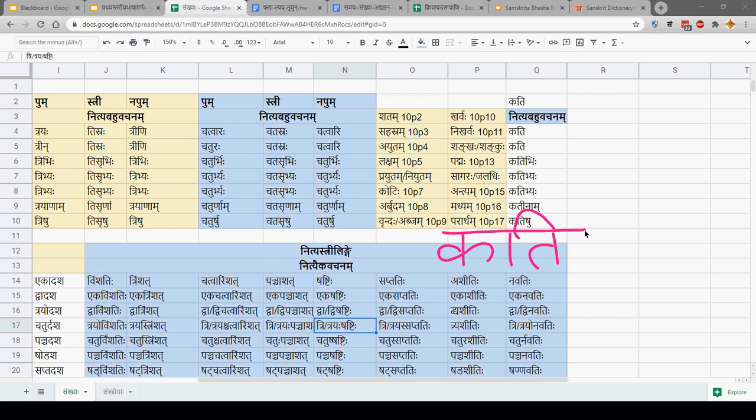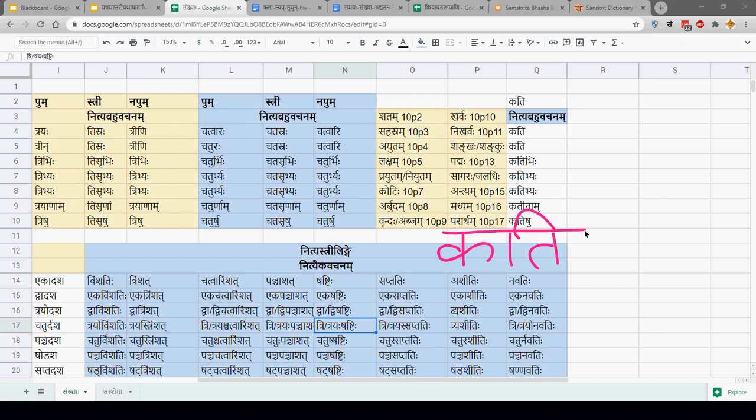Any question so far? Kati prashnaha santi. How many questions are there? Kati uttarani santi. How many answers are there? Prashnaha is pullingam, uttaram napusakalingam. Kati prashnaha, kati uttarani.